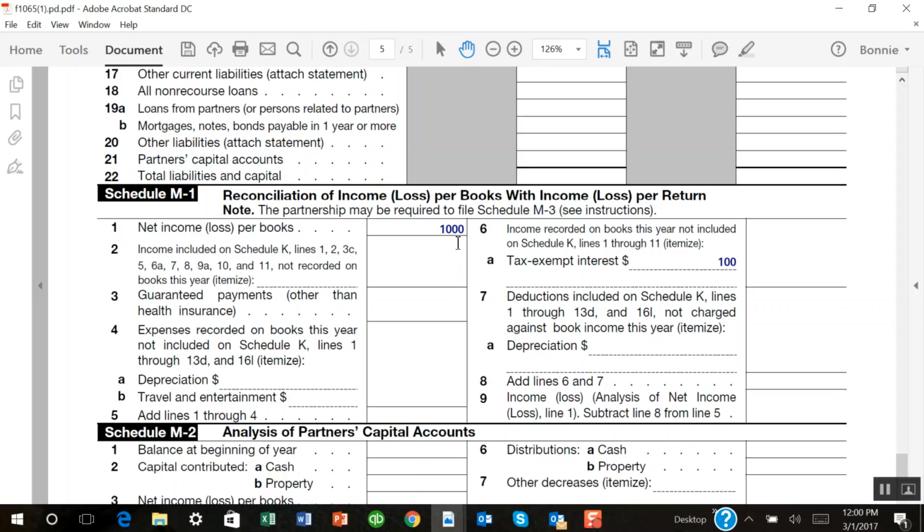So that added up to $1,000 sitting on my books on my income statement. However, 100 of that is tax exempt. It's not taxable to the partnership. So we list that on this line over here. And then let's say also that we have some expense recorded on the books, which is equivalent to a penalty. So it's something that's not deductible by the partnership, because a penalty is never deductible on a tax return.